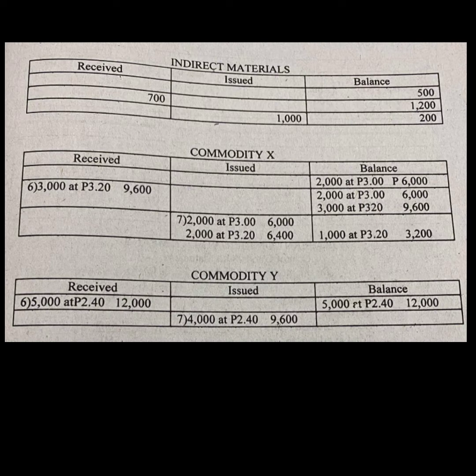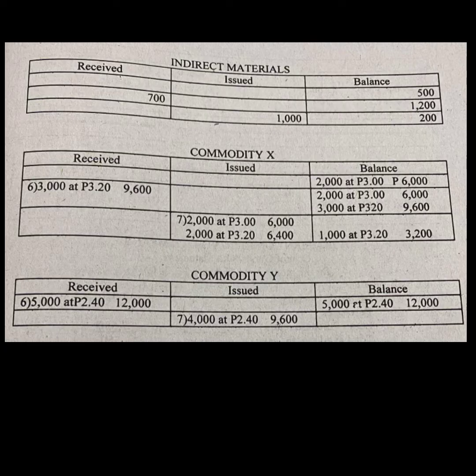For indirect materials, received 700 pesos. So, it can be seen in transaction number 1. Issued 1,000 pesos. Balance 500 pesos, 1,200 pesos, and 200 pesos.